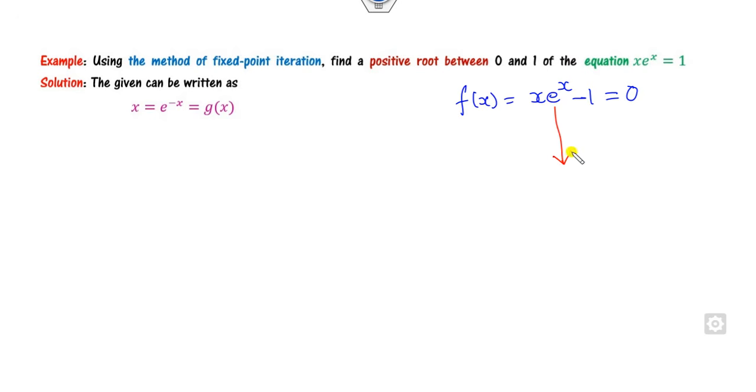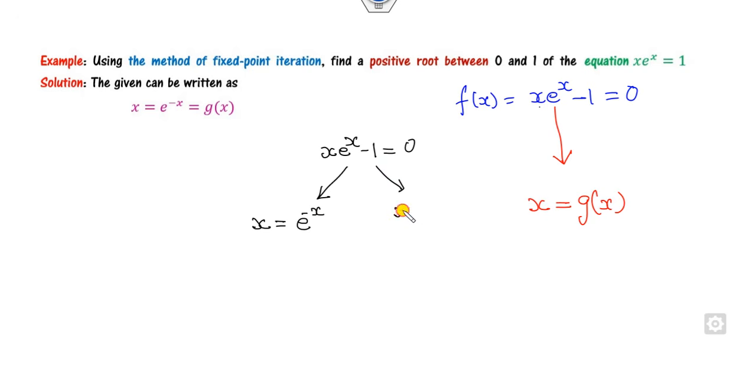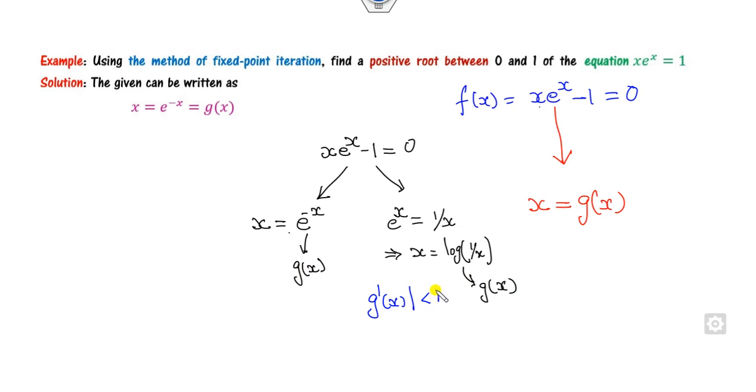Your target is to convert this equation into x equals g of x. So clearly there are two ways. x e^x minus 1 is 0. The first way is you can find the value of x like here. The second way is you can say e raised to power x is 1 over x, and then x is ln or log of 1 by x. There are two ways. So let's see, firstly I can check about here. If this is my g(x) and then this is my g(x), we will check on both cases where this condition will be satisfied.